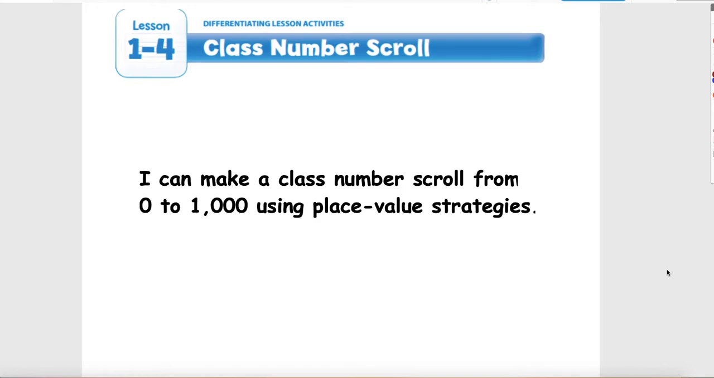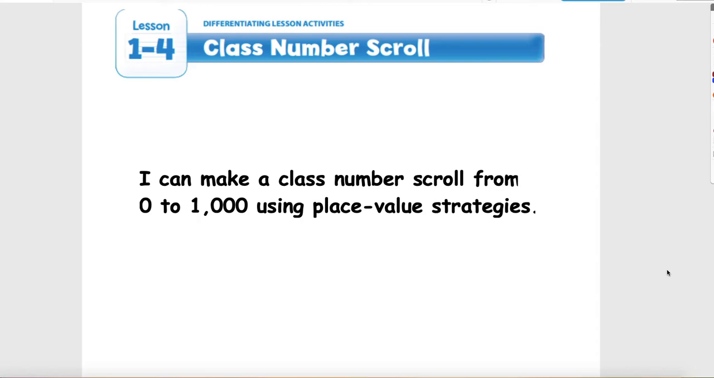On 4, which says at the top that we're creating a class number scroll. A scroll is like a really, really long piece of paper that you would roll up. And we might actually work on that, not today though, because we're going to mainly look at the number grid today and find patterns in the number grid.